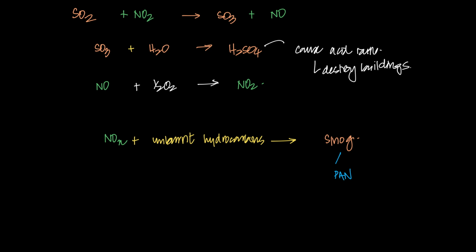Let me repeat. Unburned hydrocarbons from vehicles react with oxides of nitrogen in sunlight. You generally have to have some sunlight to make smog, which is this chemical PAN. Why is this bad? It irritates the eyes. It's an irritant and a toxin. Smog is toxic. It can cause breathing difficulties, stuff like that. That's basically what you have to know about this.